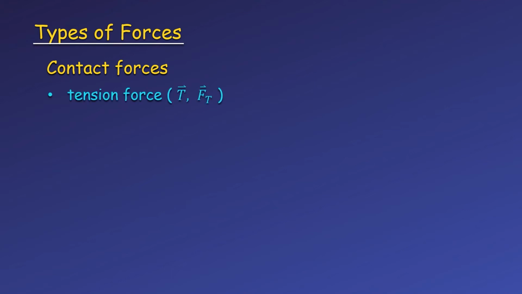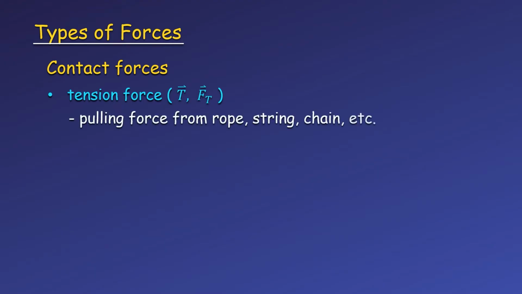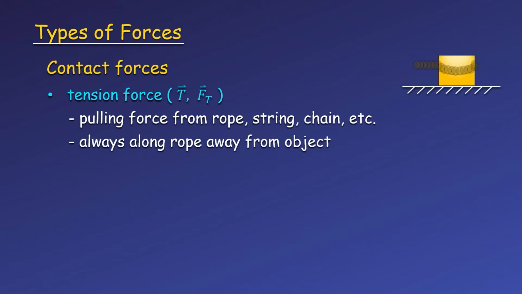The next common contact force is tension, and we'll write this with either a capital T or a capital F with a subscript T. Capital T will also stand for the period or time of oscillatory motion later, but there are many cases where we'll see tension before we ever need to worry about the period. Tension is a pulling force from something like a rope, string, chain, cable, etc. And notice that when you pull on something with a rope, as soon as you stop pulling, the rope goes lax. This is because ropes never push on an object, they only pull.